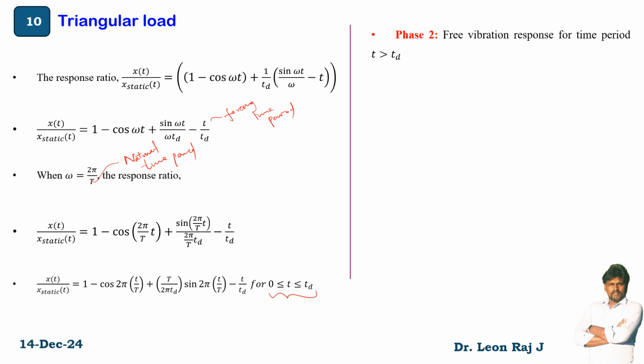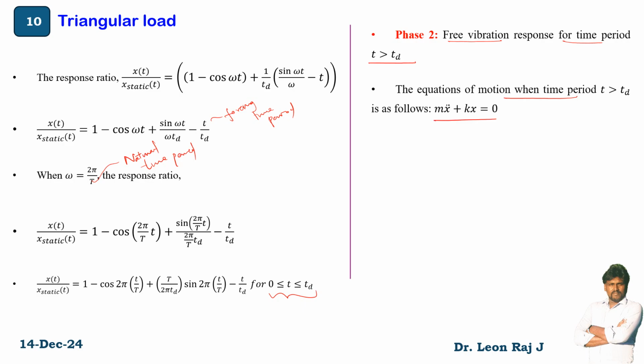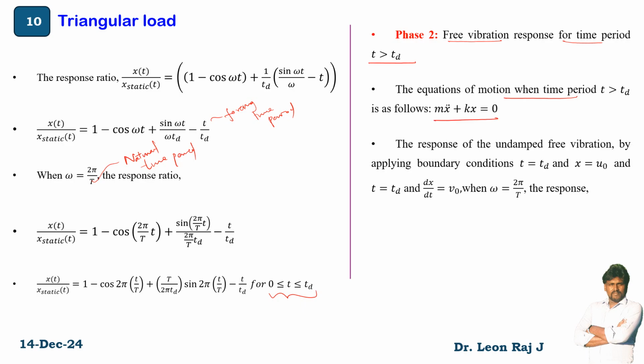Then phase 2 is the free vibration response for the time period t greater than td. Here the equation of motion for the time period t greater than td is m x double dot plus k x equal to 0.